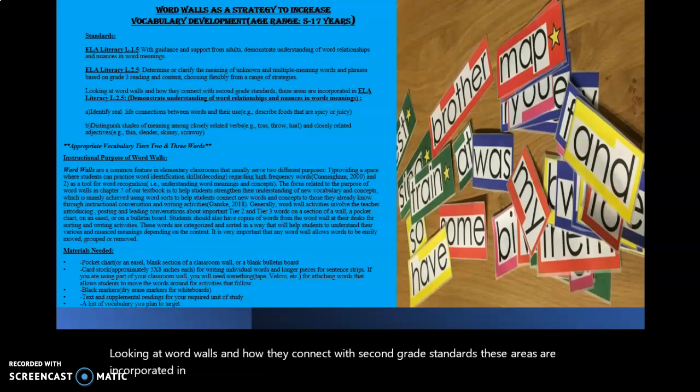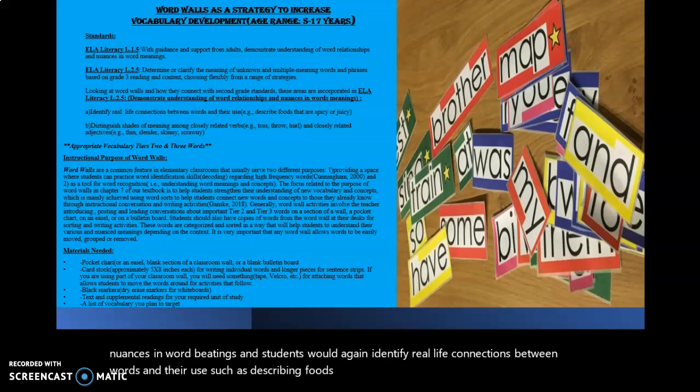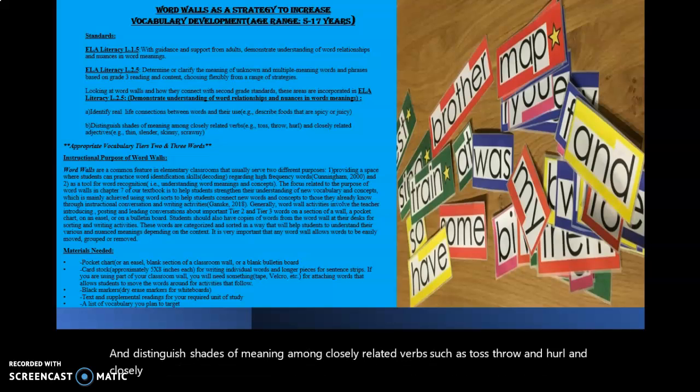Looking at Wordwalls and how they connect with second grade standards, these areas are incorporated in ELA literacy L.2.5, demonstrate understanding of word relationships and nuances in word meanings. And students would, again, identify real-life connections between words and their use, such as describing foods that are spicy or juicy, and distinguish shades of meaning among closely related verbs such as toss, throw, and hurl, and closely related adjectives such as thin, slender, skinny, and scrawny.